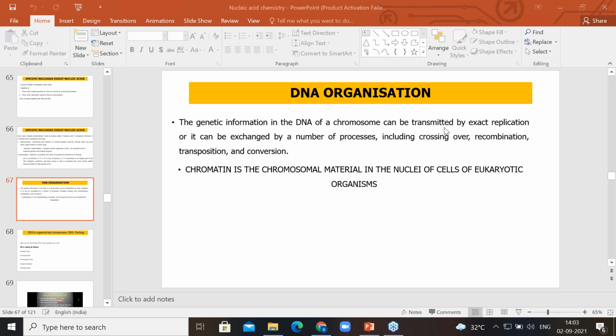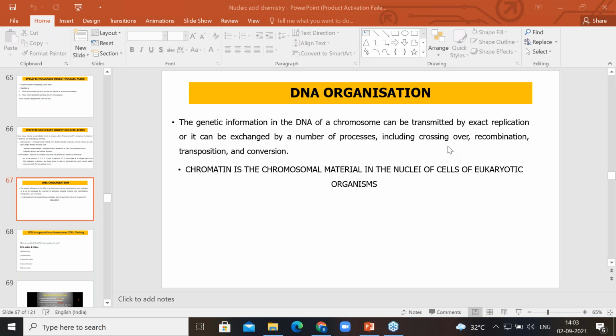by a number of processes, which are called crossing over or recombination or transposition or conversion. So in that case the sequence will be changed and that will be inherited. So the sequence is either the same or it is exchanged, but this exchange is also very planned. और किन किन conditions में होता है वो हम बाद में पढ़ेंगे.